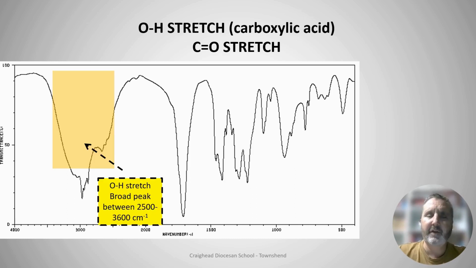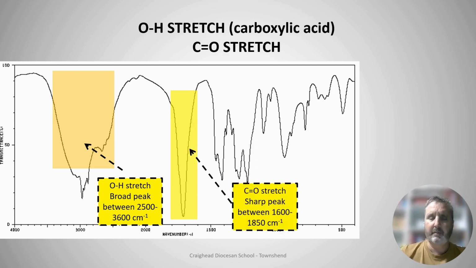So we've got this very broad peak between 2,500 and 3,600. That's for the OH stretch, if the OH is attached to the carbon that also has a carbon double bond oxygen. So that influences how it stretches, right? Because it's bonded to this carbon with a double bond oxygen, it's got this bigger range that it's going to absorb the energy. Also notice that the C double bond oxygen peak is present. Well, if this is a carboxylic acid, then that definitely will be present because a carboxylic acid has an OH and a C double bond O.